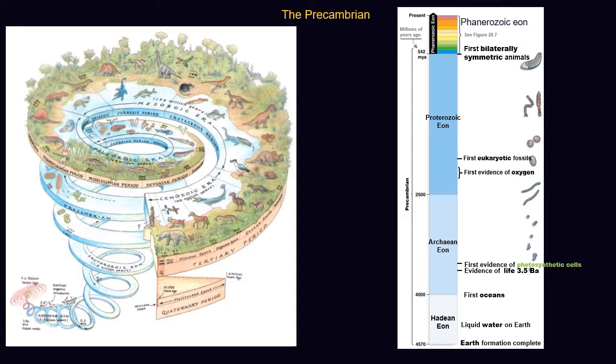We go back to the beginning, from Earth's formation to when you first see this complex life. This is called the Precambrian, and it's divided into various eons. Eras and eons are different. There's the Hadean eon, the Archean eon, and the Proterozoic eon. For our purposes, you can all think of this as the Precambrian.